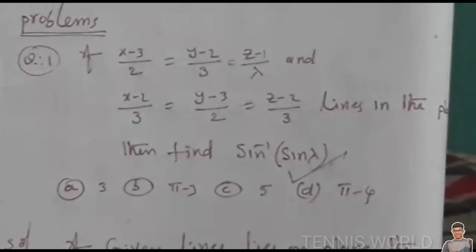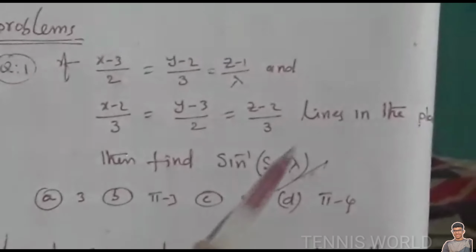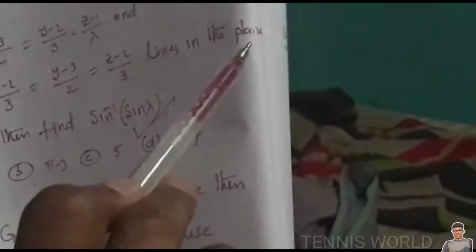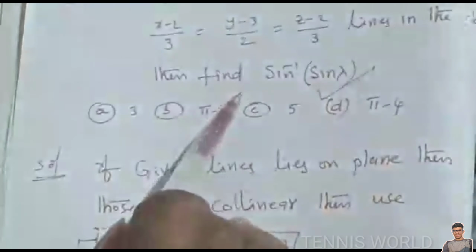Now, based on the above concept, I am going to explain the problems. First, question number 1. Observe carefully. Two lines are given, and it is said that they are lines in the plane. Then find the value of sine inverse of sine lambda. So the concept is: the given two lines are in the plane, then find the value of sine inverse of sine lambda.